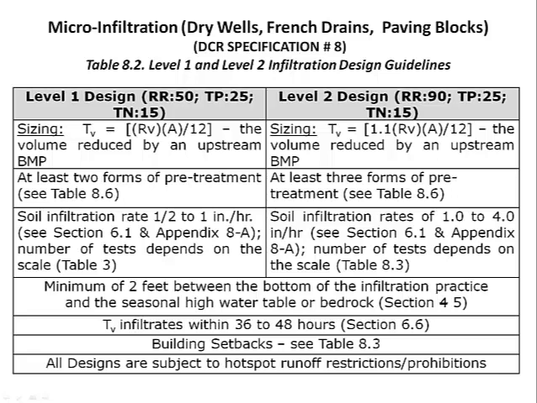Table 8.2 gives the infiltration design guidelines. There are two levels of design, the baseline design, Level 1, or an enhanced design, Level 2. While a Level 1 design uses at least 2 forms of pre-treatment, a Level 2 design requires at least 3 forms of pre-treatment. The maximum impervious area that can be treated is 2,500 square feet. The bottom of dry wells and French drains should be at least 2 feet above the seasonally high groundwater table.